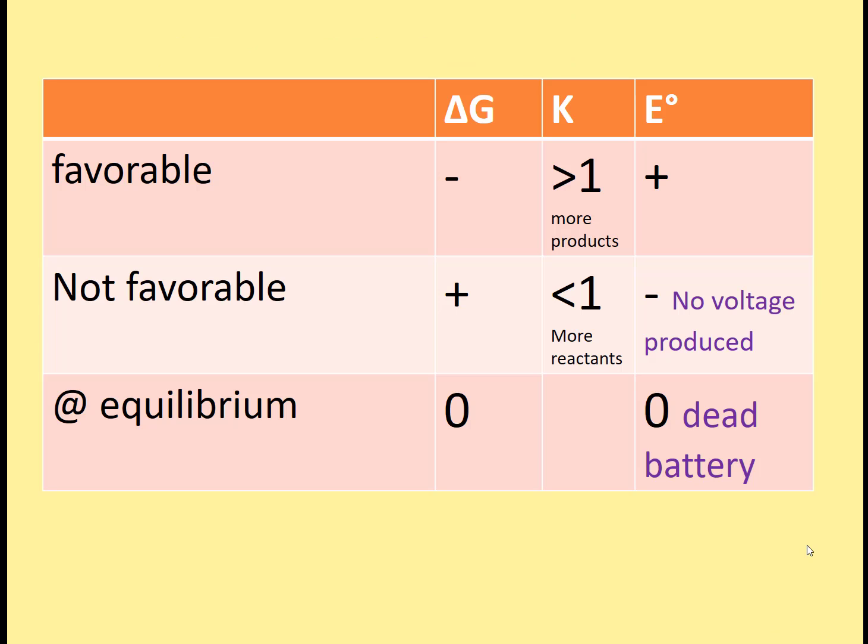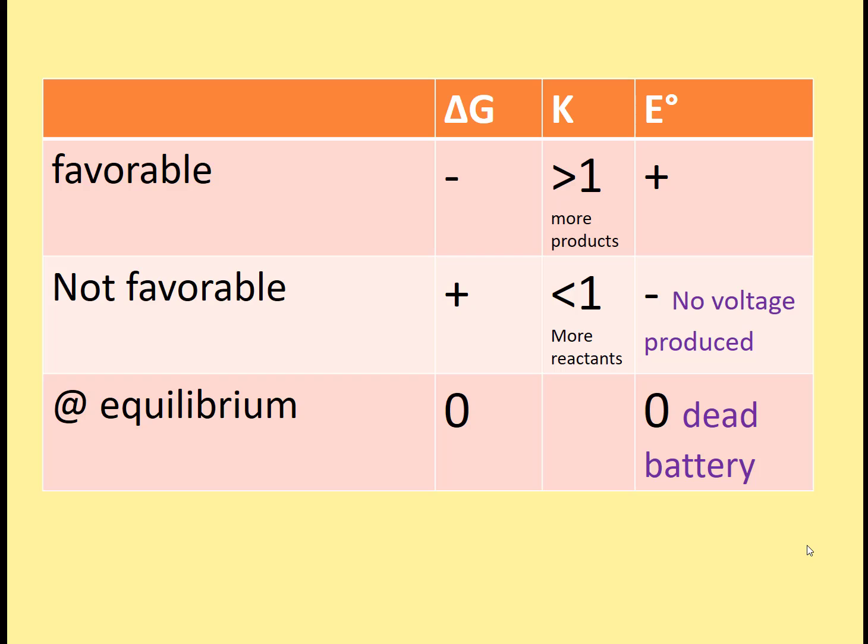So here's another chart that combines them all. Again, we have a thermodynamically favorable process if our Gibbs free energy is negative, if our K is above 1, meaning that we have more products, and if our electrical cell potential is positive. It's not favorable if we have all the opposite. Especially if we have a negative electrical cell potential, that means we're not producing any voltage.